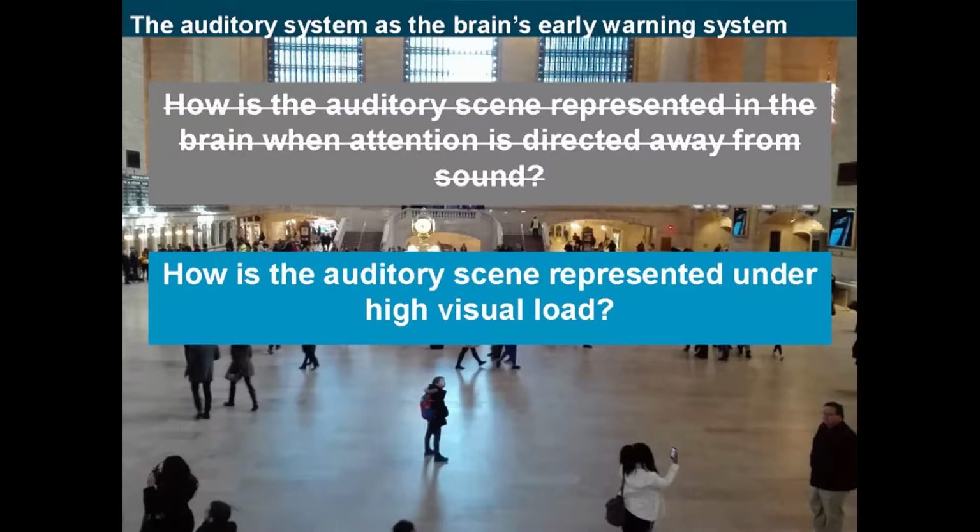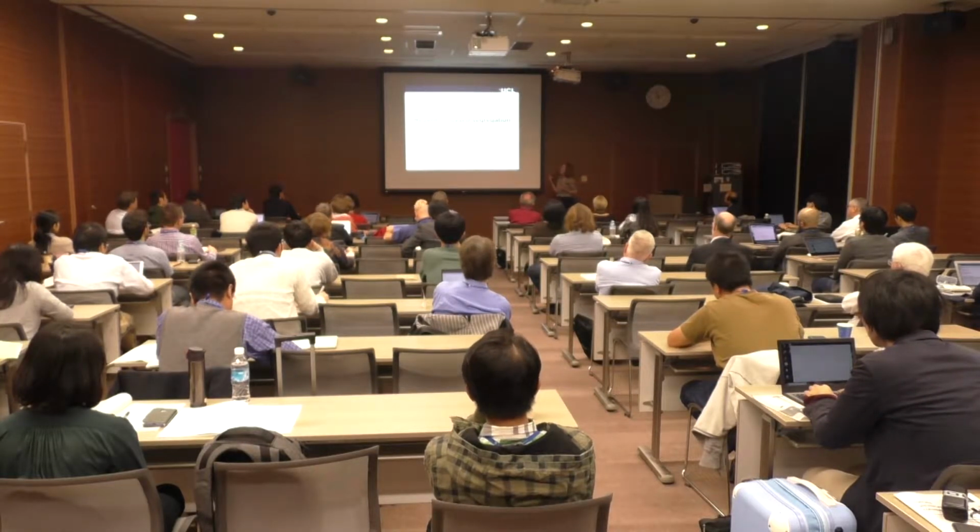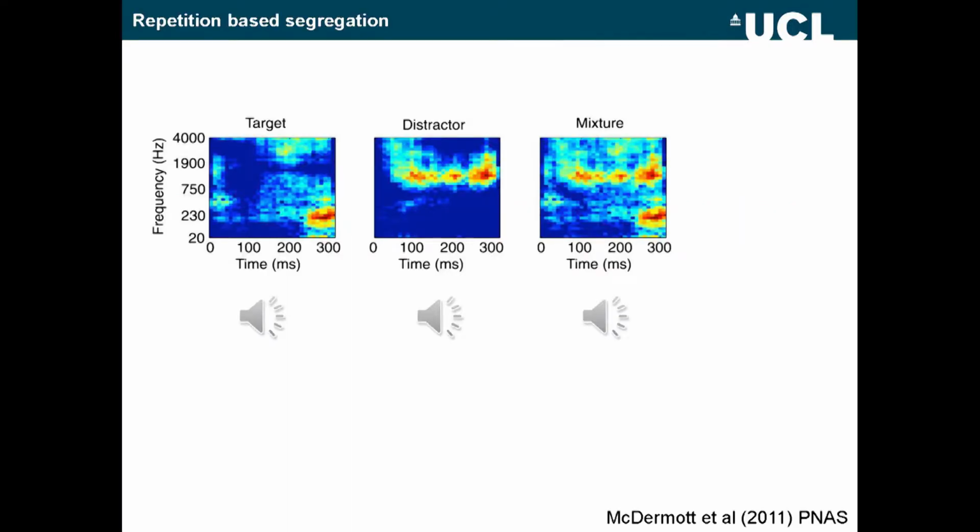And today I'll focus on a subset of this that is related to high visual load. So how is auditory information represented when you're working hard on a visual task? To do that, we needed to do two things. We needed to find a really hard visual task, and also to find a really hard, or what we believe would be a hard, auditory task. One candidate for a very hard auditory task is this phenomenon of repetition-based segregation, which is based on a paper by Josh McDermott from some years ago, from when he was in Andrew Oxenham's lab.